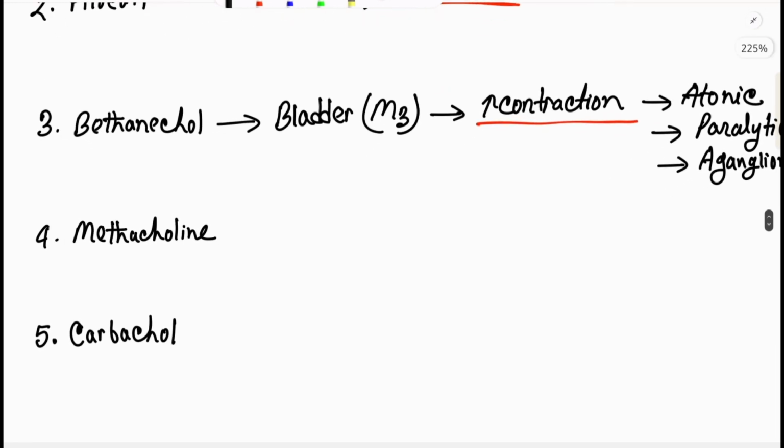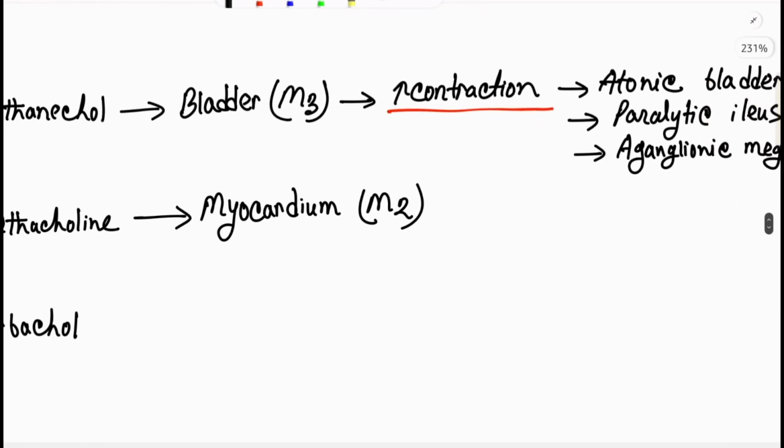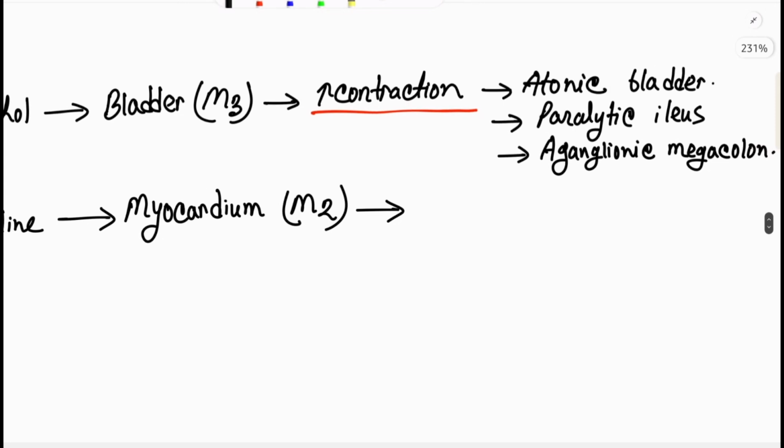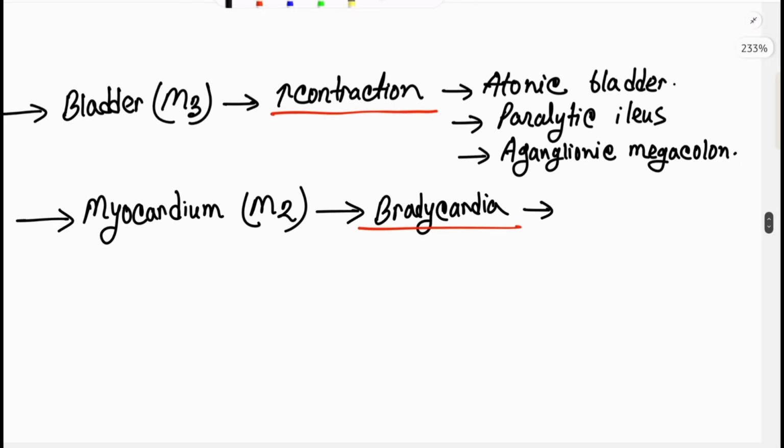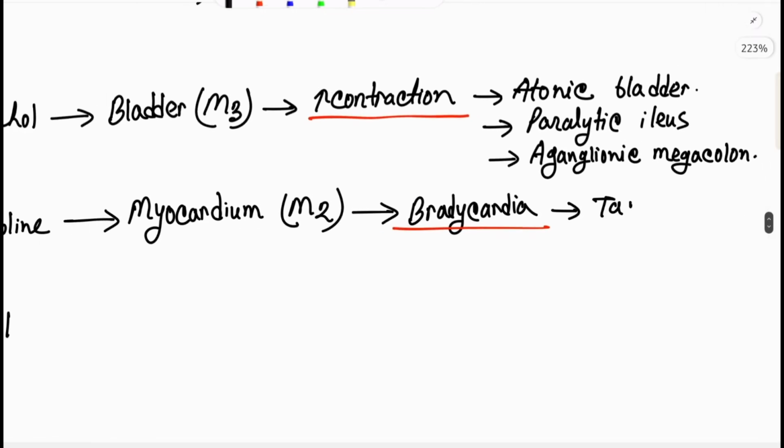Next drug is methacholine, which stimulates the myocardium of the heart. And we know that the myocardium contains M2 receptor from our previous video. So stimulation of the parasympathetic nervous system will cause bradycardia, and this utility can be used in tachycardia and arrhythmia.